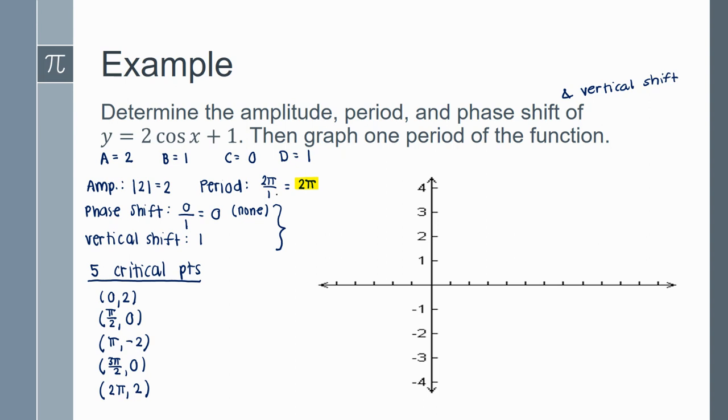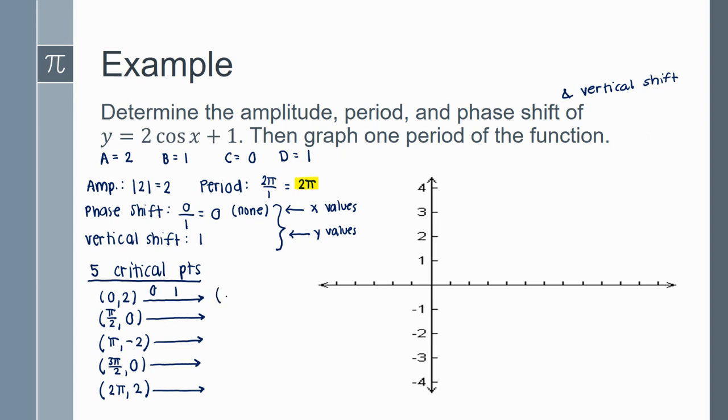So then remember, the phase shift is going to affect the x values, and the vertical shift is going to affect the y values. So luckily for us, the x values are not changing because we didn't have a phase shift. So I am going to be adding 0 onto it, so that's not going to change. Vertical shift is a positive 1, so I'm going to be adding 1 onto all of those.